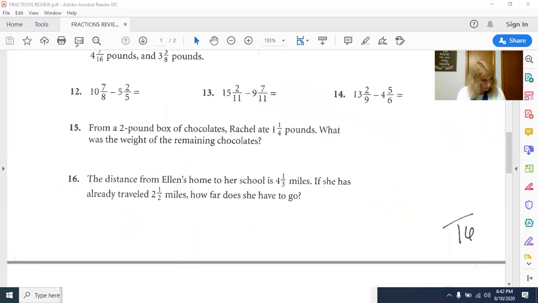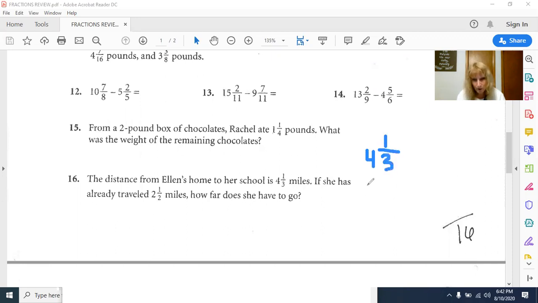Okay, let's clear this. And number 14, I'll let you give that one a try on your own. That one was also incorrect. Let's look at number 16. The distance from Ellen's home to her school is 4 1/3 miles. If she has already traveled 2.5 miles, how far does she have to go? Yes, you are going to subtract, just like you showed your subtraction. Something went wrong on your subtraction. Not to worry, practice makes perfect.